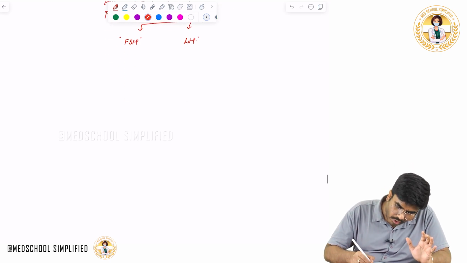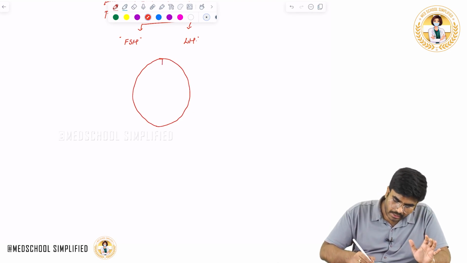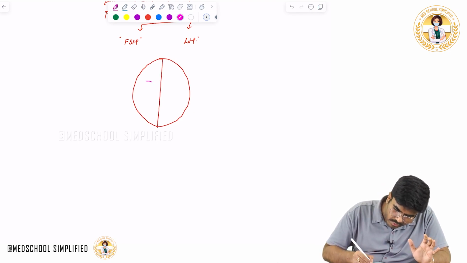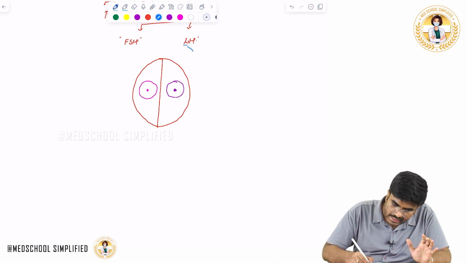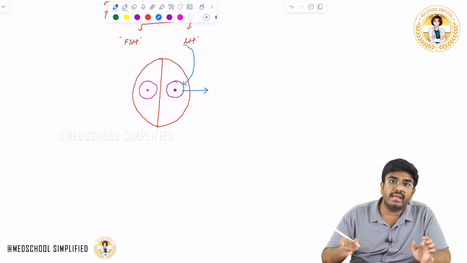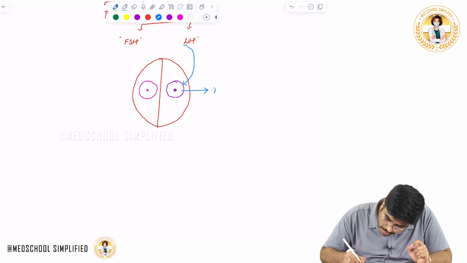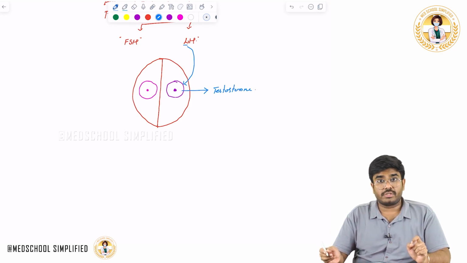So now look at what FSH and LH are doing. Let's imagine here is the testis. Now in this testis, let's say there are two cells present. For easy understanding, let's say here is one cell and here is the other cell. Now this LH is acting on this cell, L for L. The LH receptors are present on these cells. When the LH acts on these cells, they produce testosterone, which is a steroid hormone.